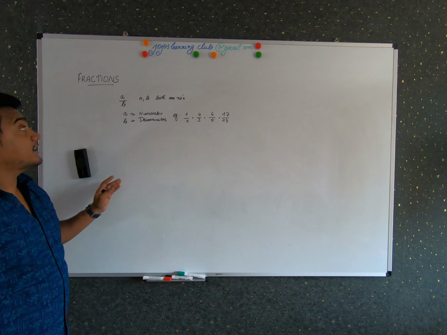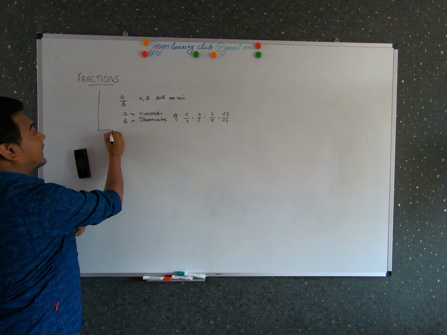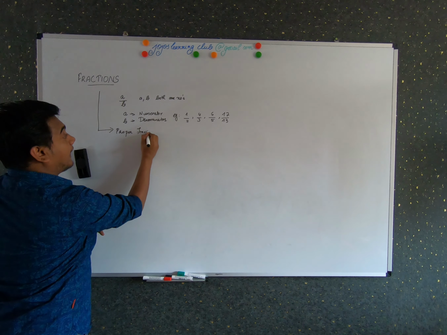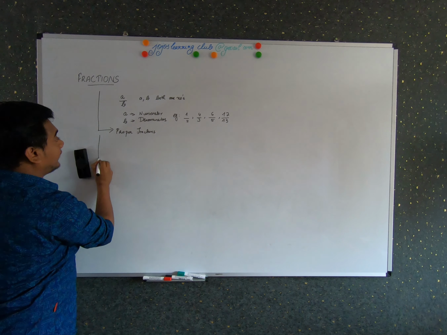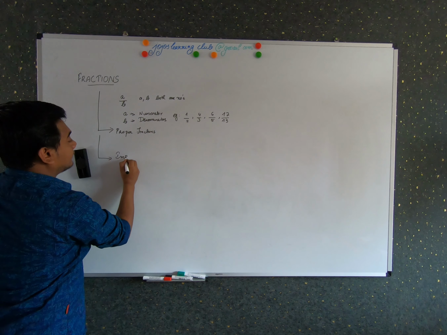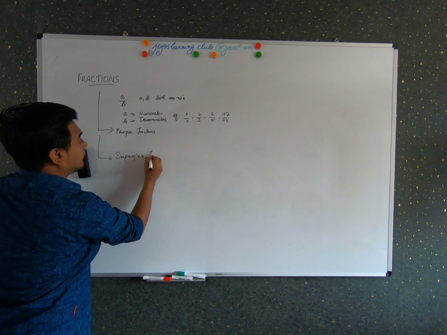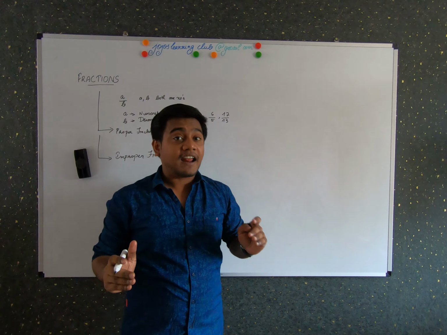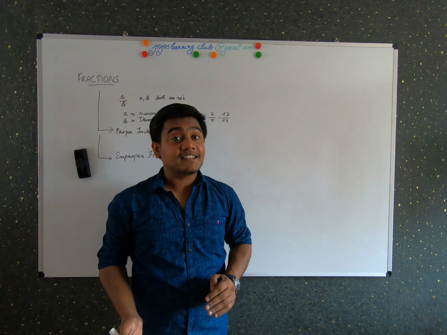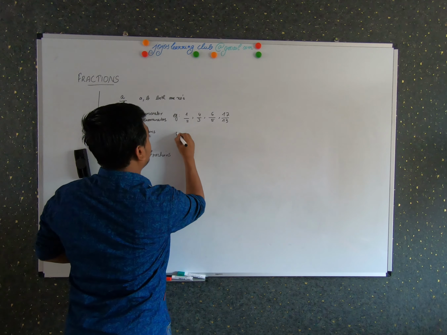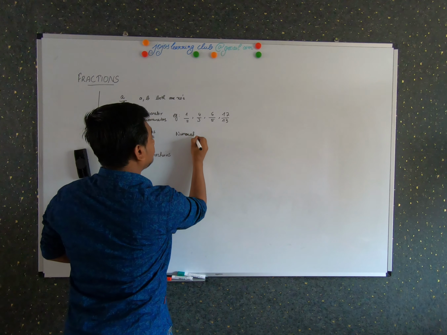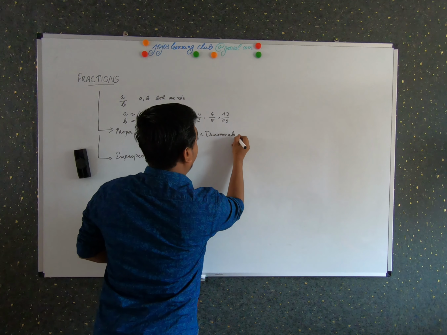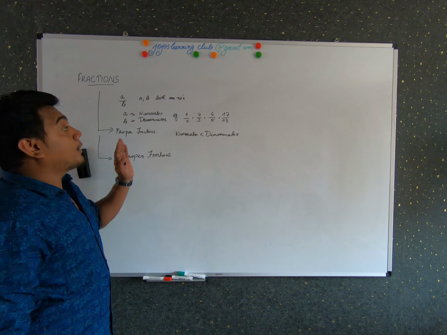So now let's discuss two classifications of fractions. Fractions can be classified as proper fractions and improper fractions. Proper fractions are fractions where the numerator is less than the denominator. So when the numerator is less than the denominator, we can term that fraction as a proper fraction.